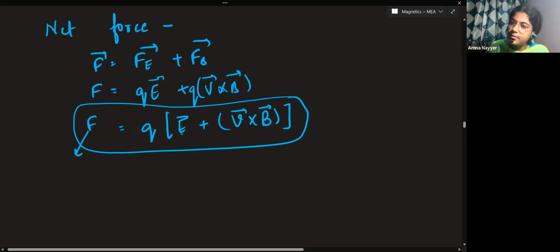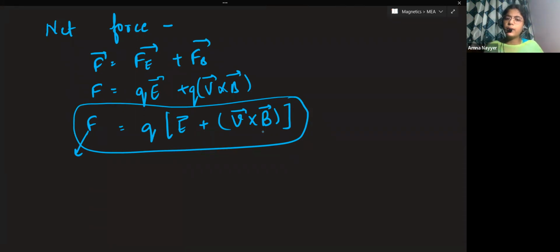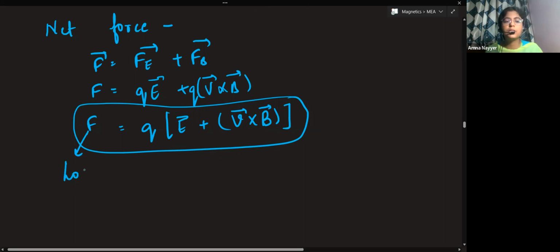If electric field is given, magnetic field is given, simply use this. No need to ignore anything or neglect anything. If it is mentioned, use both of them. So this is actually the Lorentz force.